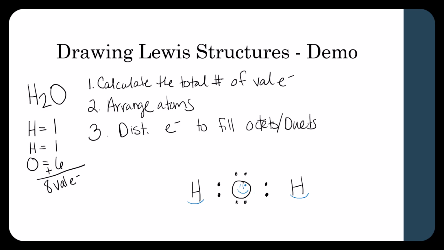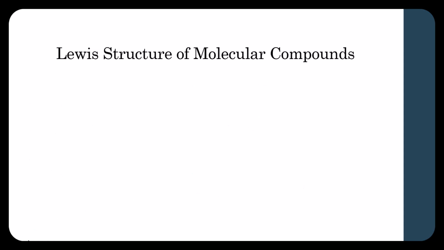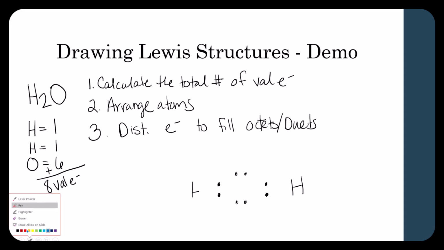It's fine. Okay. So this is the Lewis structure for water. We used all of the valence electrons that were brought to the party. We made sure that everybody's octet or duet was filled, and this is how the electrons are arranged for this particular molecule.